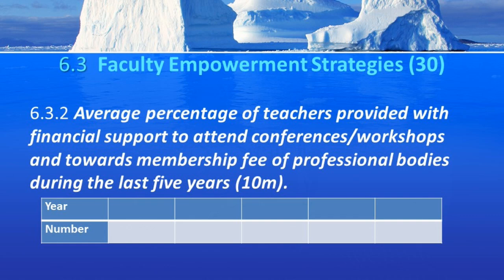This particular criterion relates to faculty empowerment strategies. 6.3.2 is about the average percentage of teachers provided with financial support to attend conferences, workshops and towards membership fee of professional bodies during the last 5 years. It promotes research. It promotes tie-ups of the individuals with the professional bodies. Research means the future of the organization. Research means the future of the individual. Research promotes a variety of other aspects such as innovations, incubations, startups, and therefore research plays a very important role to us. This is a very small way by which you are able to see an organization is still promoting the individuals.